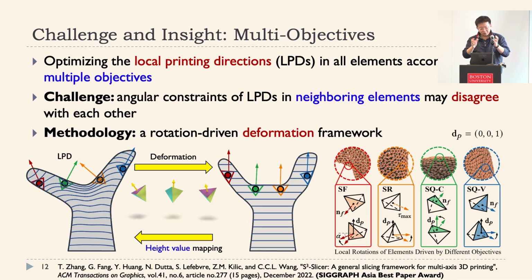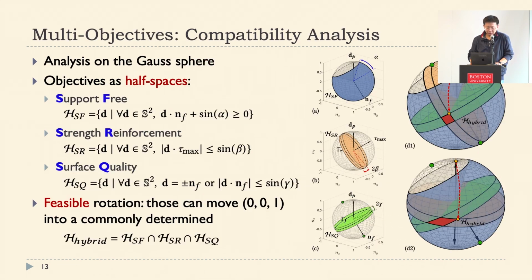So if you have all those local rotation requirements put together, we are trying to formulate this problem as a parameterization problem. Basically, we're trying to deform the original model into another domain. It turns out the height field in the other domain can map back to give you the scalar field. Okay, that is the idea. But if you think about multiple requirements, are they really compatible with each other? Which is very important to conduct the following analysis, which is why we call it compatibility analysis.